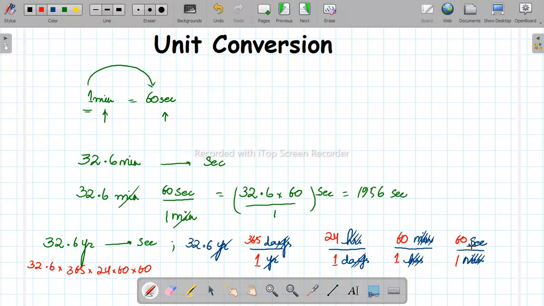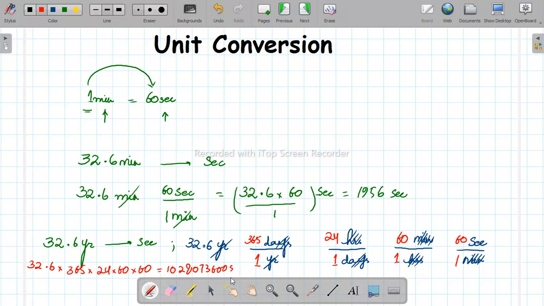Just put in these values in your calculator. We have 32.6 into 365 into 60 and another 60 equals 1028073.6 seconds, right? And if they somehow ask you to write it in the standard notation, how do we write this number?